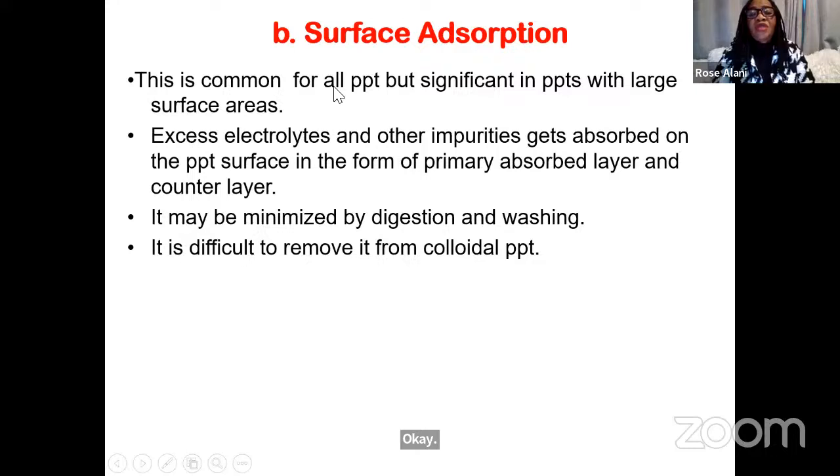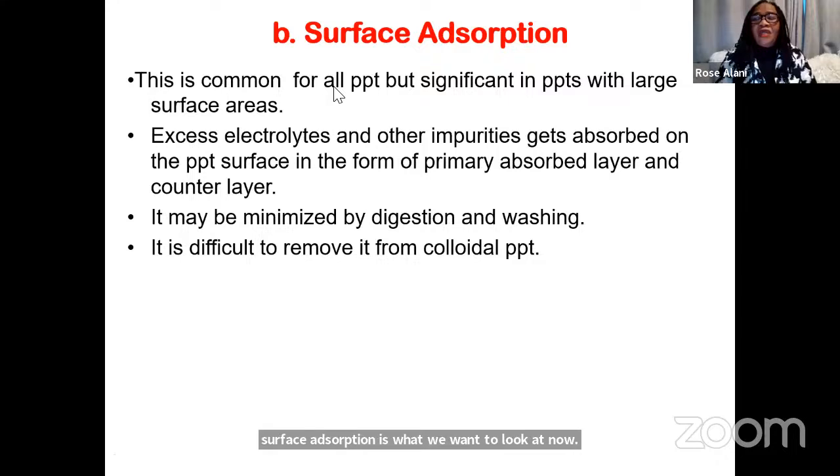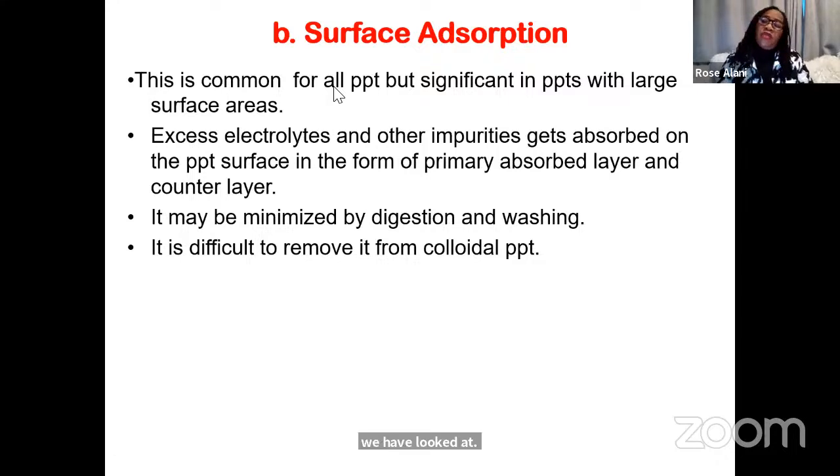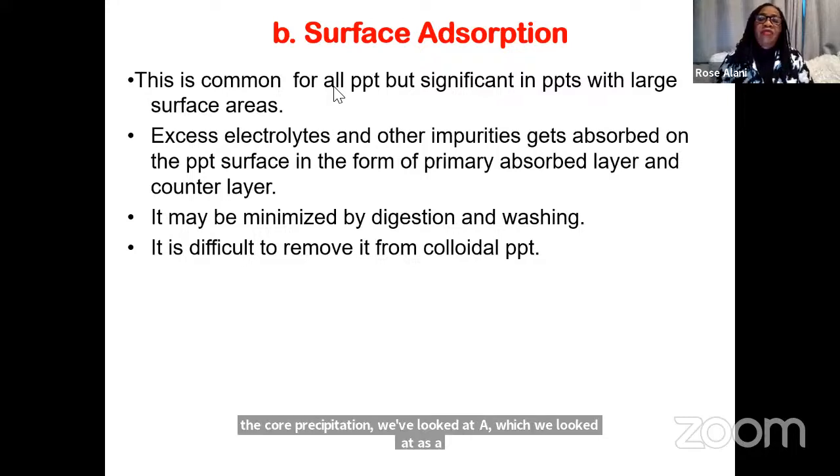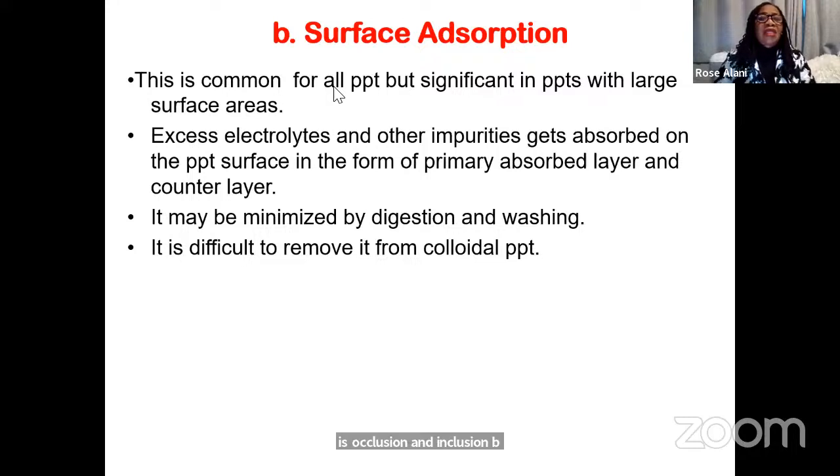Surface adsorption is what we want to look at now. Under co-precipitation, we have looked at A, which is occlusion and inclusion. B, surface adsorption, is what we're looking at now.